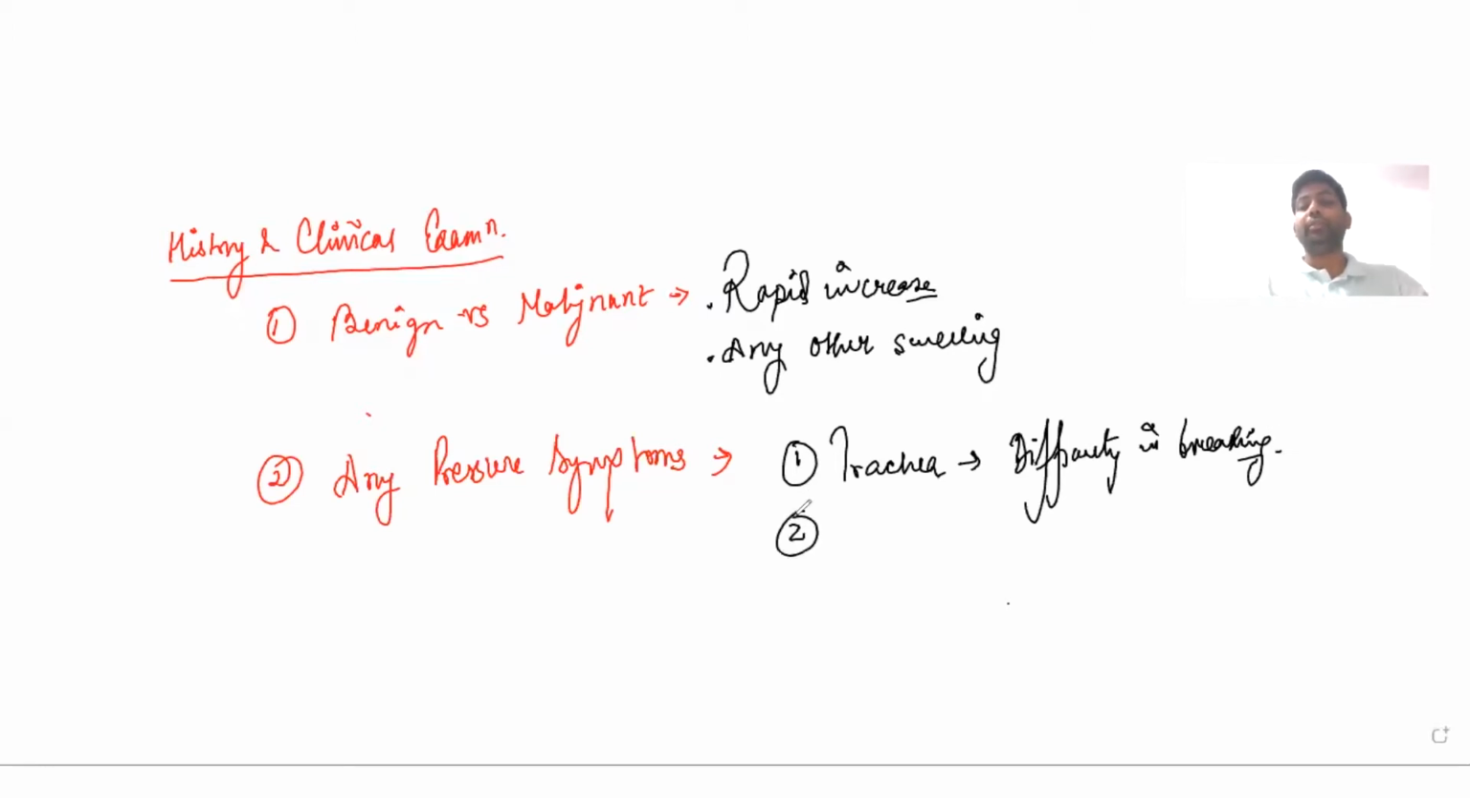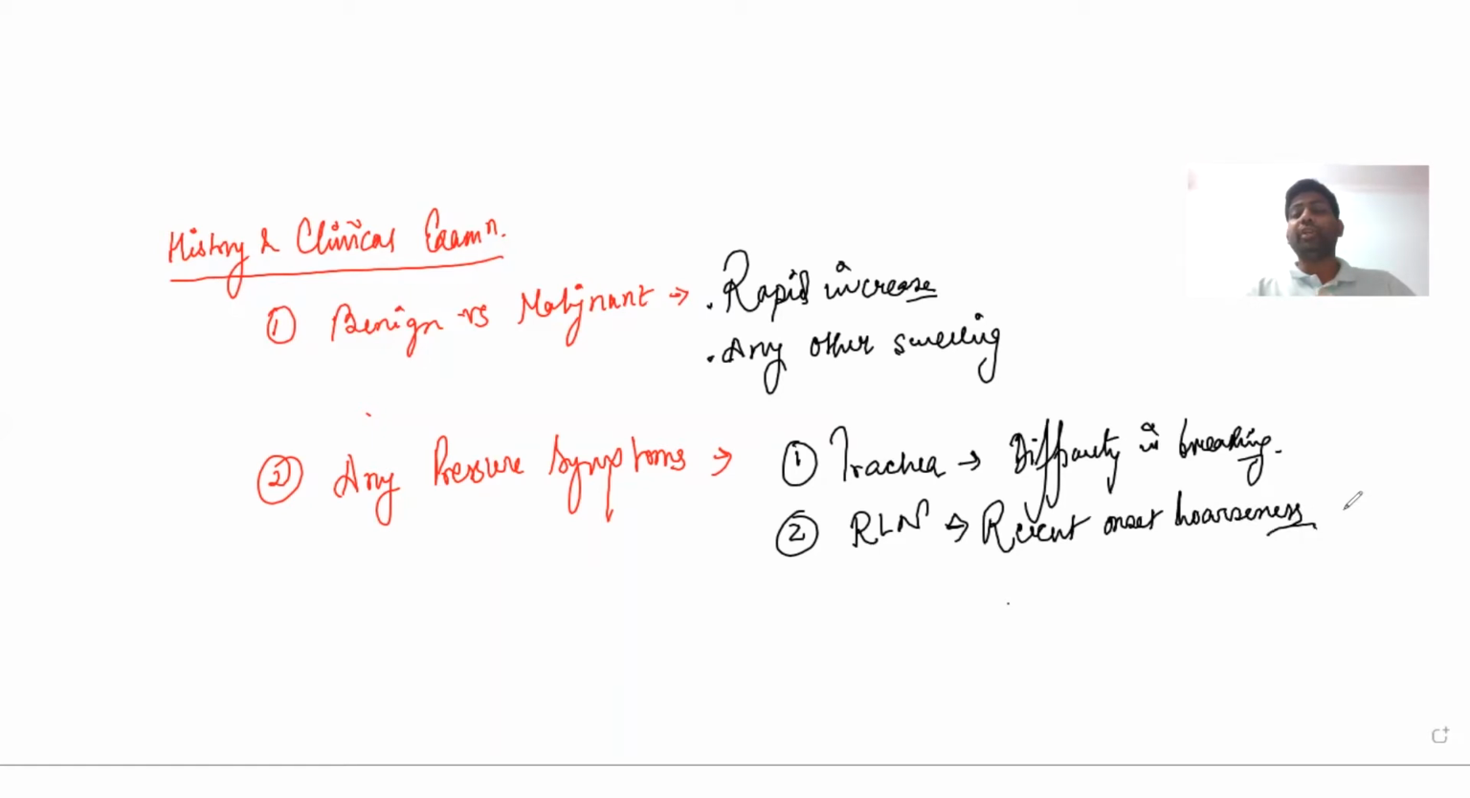The next structure that might get compressed is the nerve. The most common nerve to be compressed is the recurrent laryngeal nerve. Recurrent laryngeal nerve compression will lead to a problem with the voice. The patient might have recent onset hoarseness of voice, so we have to take a history of whether the patient developed any recent onset hoarseness. Also, not only will there be a change of voice, there will also be easy fatigability of voice. It is said that the timbre of the voice is lost because of this compression of the recurrent laryngeal nerve. Now, what are the other structures that might get compressed? There are important vessels in the neck which might get compressed because of thyroid swelling. The most important among them are the carotid vessels.